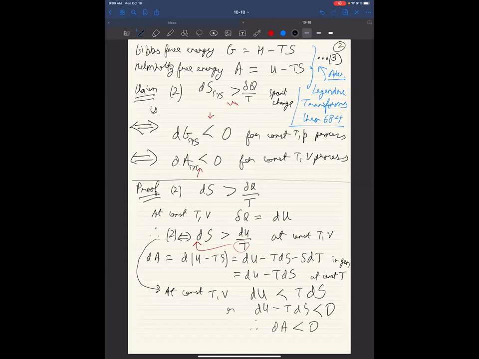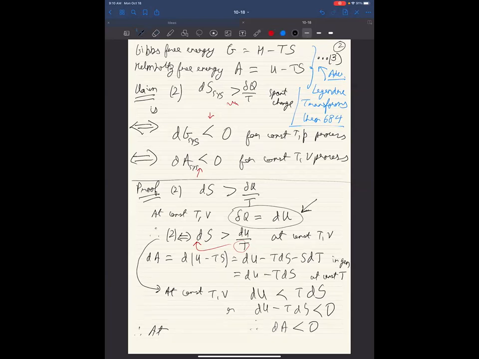So we have just shown this, and we used both constant temperature and volume. If we had not used constant volume, we would not have been able to use this equation, right?